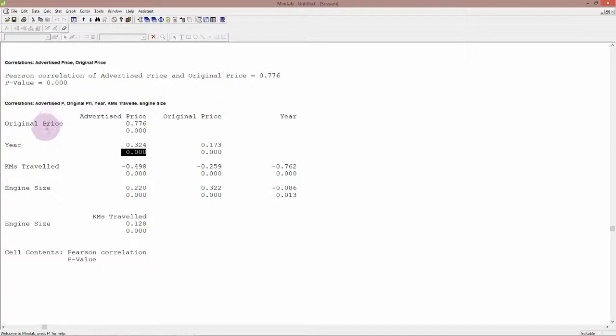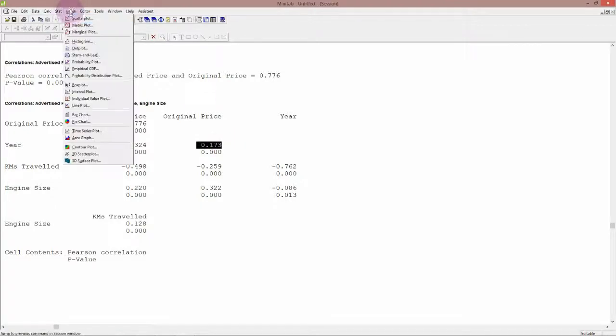So we know the original price and the advertised price had a strong positive correlation. The year and the original price, so that would mean, do cars become more expensive as time progresses? There is a small positive correlation.